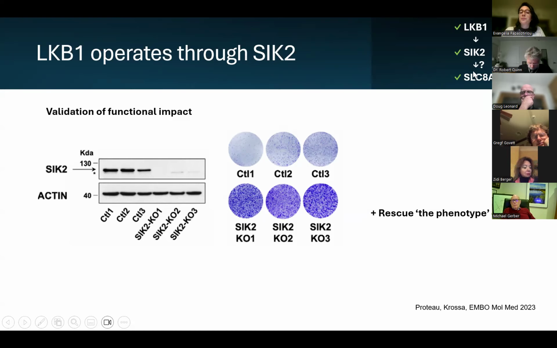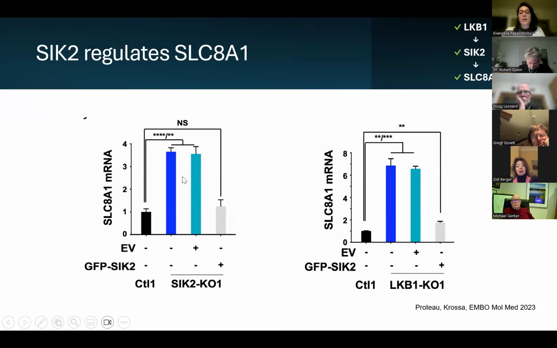So we have created the first hub, which is LKB1 affects SIK2, but do we know if SIK2 affects SLC8A1? That still remains the question. And so, of course, they performed another set of experiments to prove this link, this association. Indeed, by putting back SIK2 in SIK2 knockout conditions, or putting back SIK2 in LKB1 knockout conditions, again the active form, it drops back to the same level of SLC8A1. So it is validated that SIK2 regulates SLC8A1.